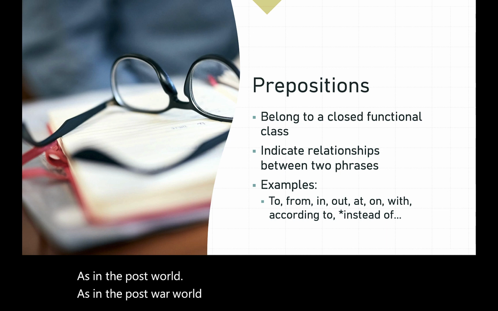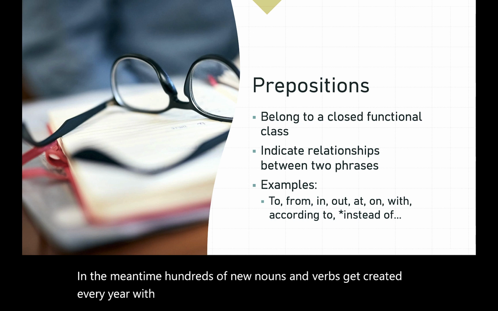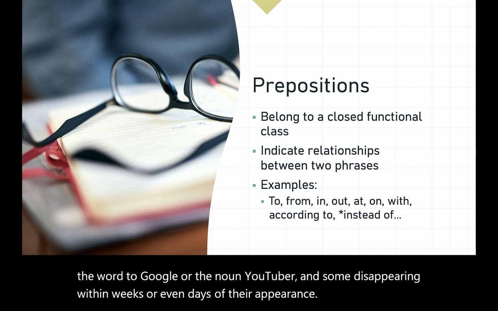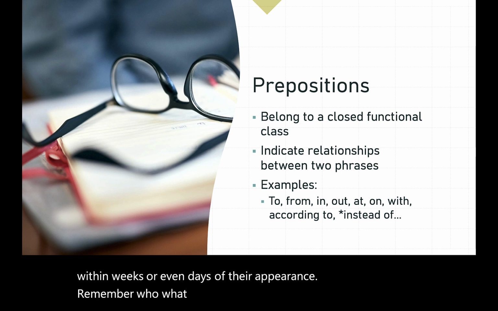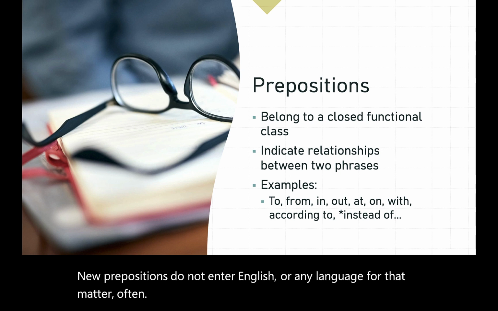In the meantime, hundreds of new nouns and verbs get created every year, with some entering the language permanently, such as the verb to Google or the noun YouTuber, and some disappearing within weeks or even days of their appearance. Does anyone remember who or what an ambiturner is? Highly unlikely. New prepositions do not enter English, or any language for that matter, often. Therefore, they're a closed class.